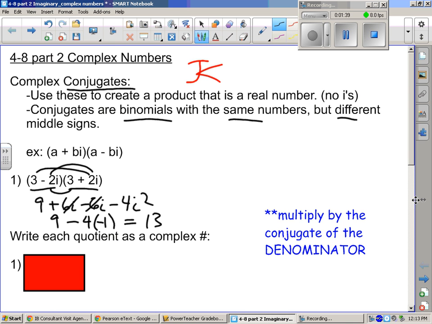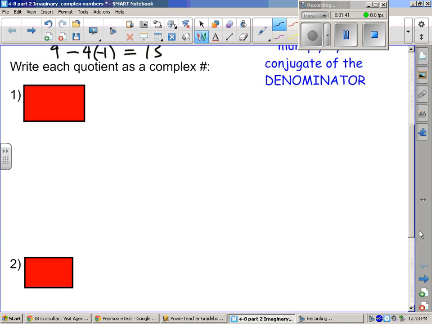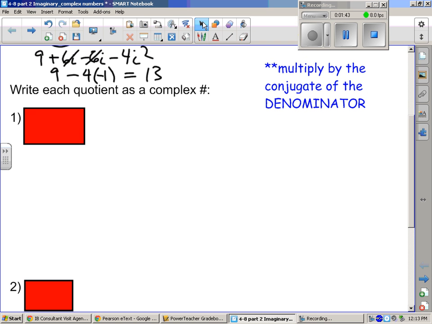How often do you use conjugates in trig, for instance? We use them quite a bit, actually, because we're always getting complex fractions, and we got to get rid of the imaginary parts, or the radicals, or all kinds of things. So it's the best way to get rid of those kind of things.